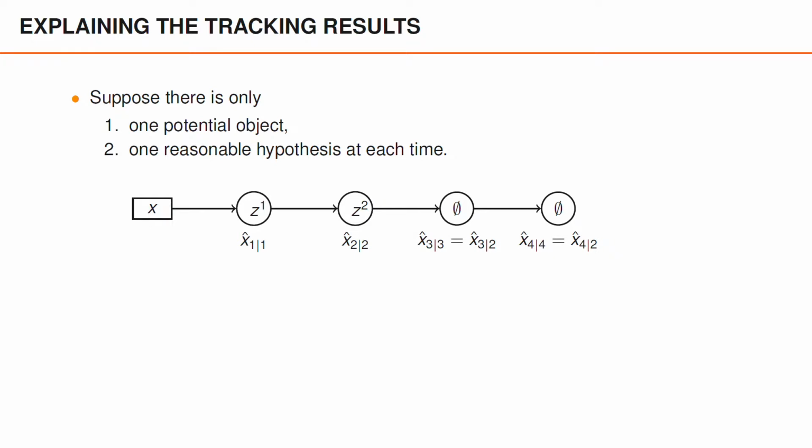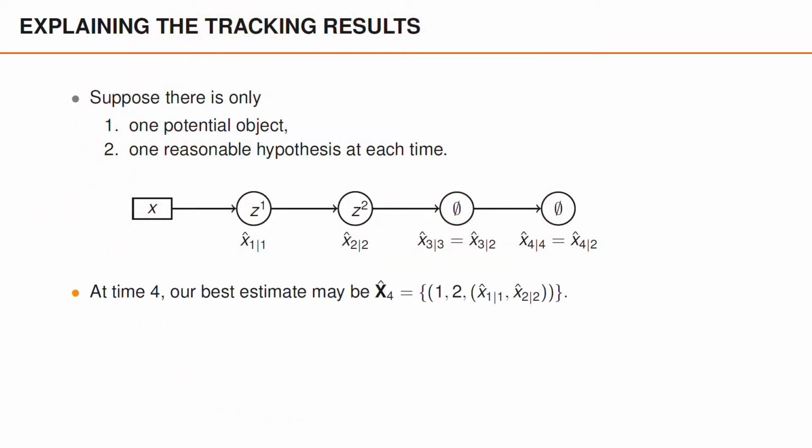For simplicity, we assume that there is only one potential object, and that there is only one reasonable data association hypothesis at every time instance. This means that we can represent the global hypothesis using a single branch, since all other possibilities can be ignored. According to our data association hypothesis, we receive object measurements at time 1 and 2, but no object measurements at time 3 and 4. We may still compute the expected value of x at time 3 and 4, but they are only conditioned on the first 2 measurements.